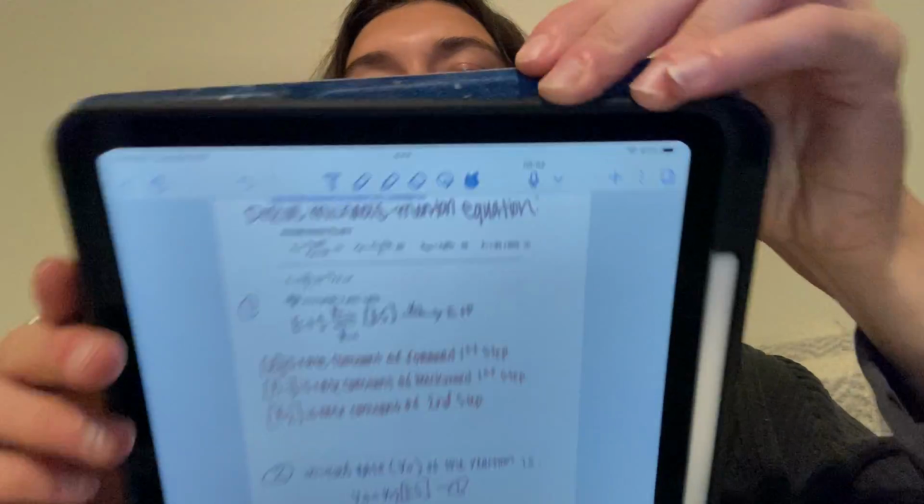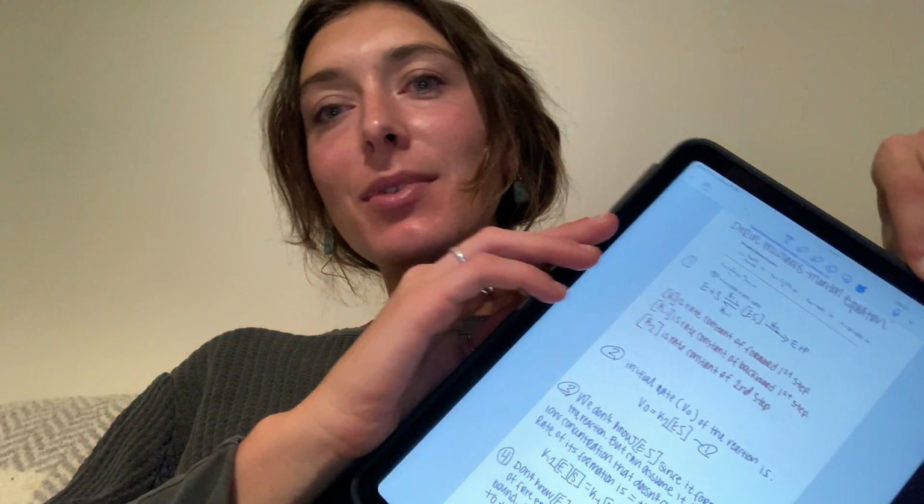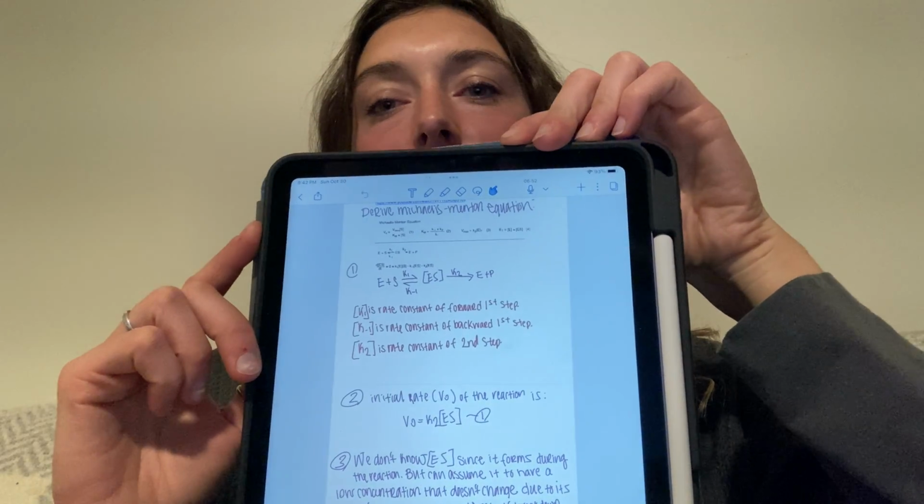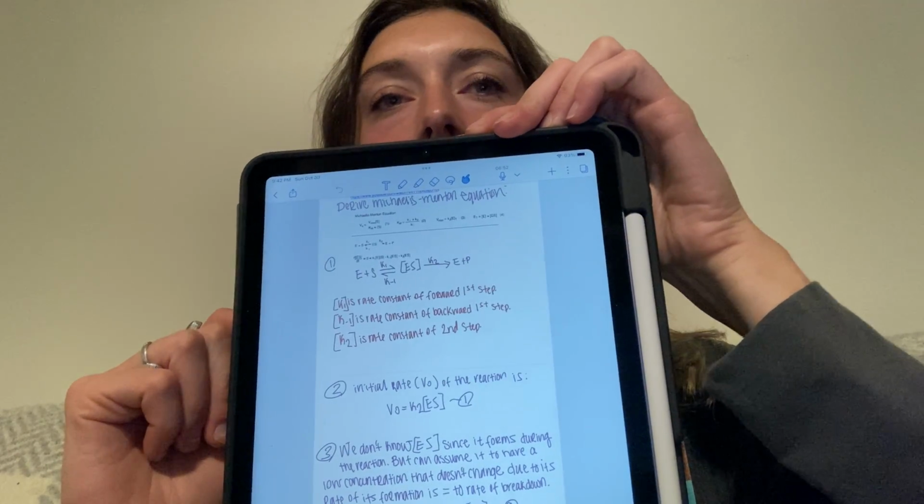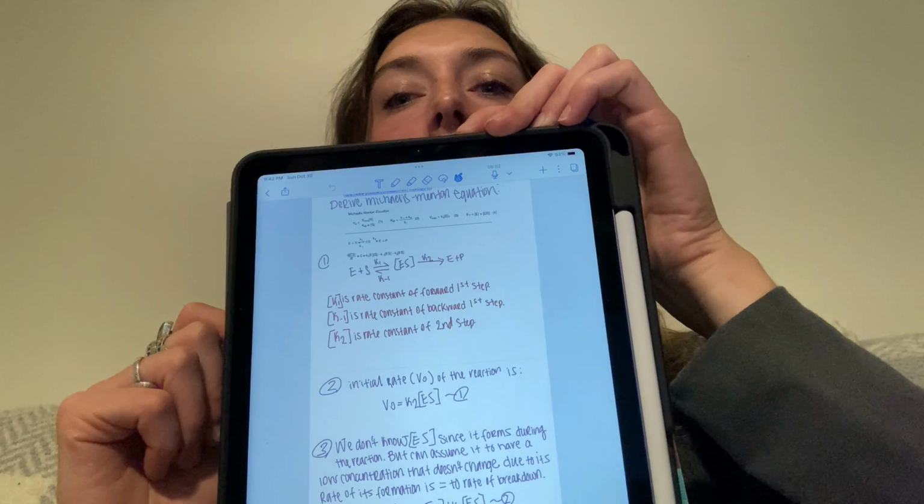Hi everyone. For today's concept presentation, I am going to be deriving the Michaelis-Menten equation.